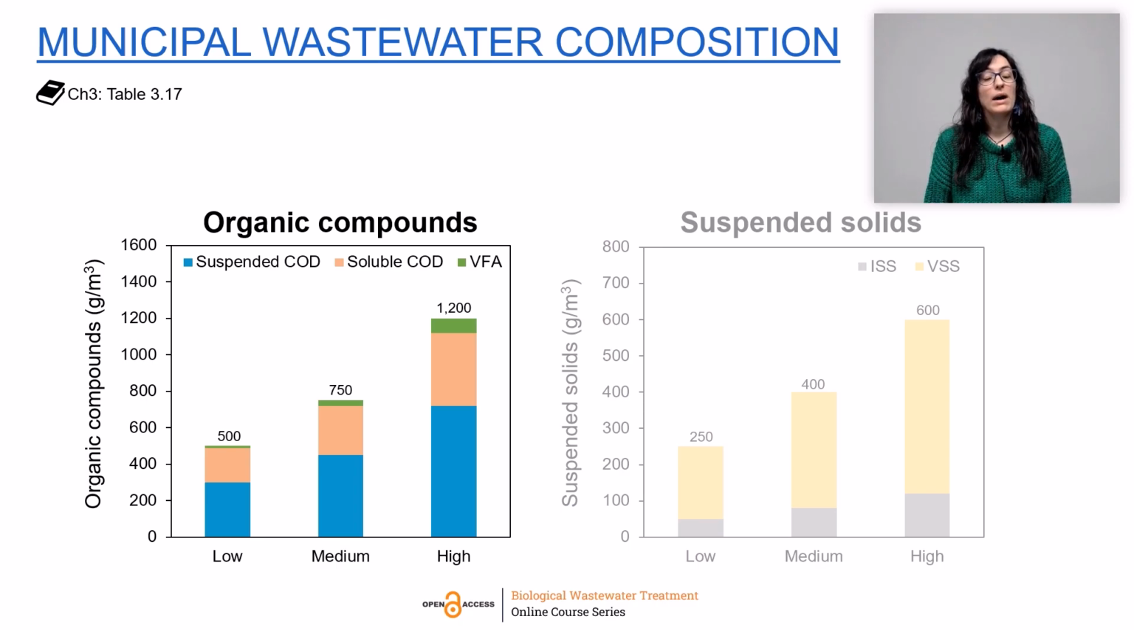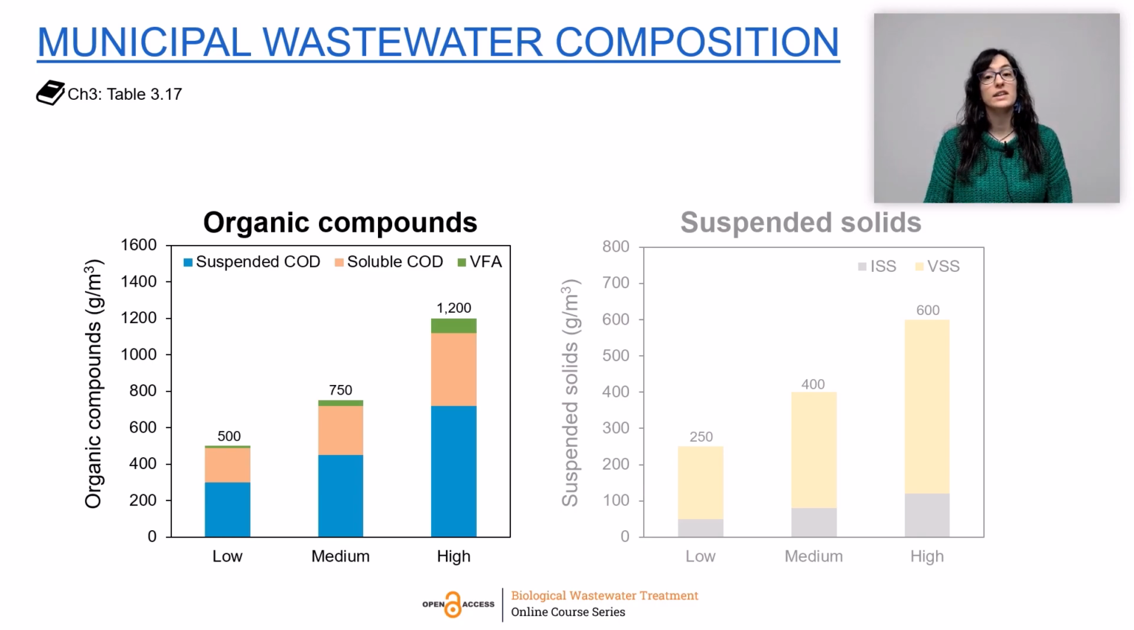The organic compounds concentrations can oscillate between 500 and 1,200 grams per cubic meter. We can see that the organic compounds are divided into different fractions, as explained in the previous parts of this chapter. We have, on the one hand, a fraction that is suspended or particulate, which can suppose up to 60% of the total COD. The rest corresponds to the soluble fraction.